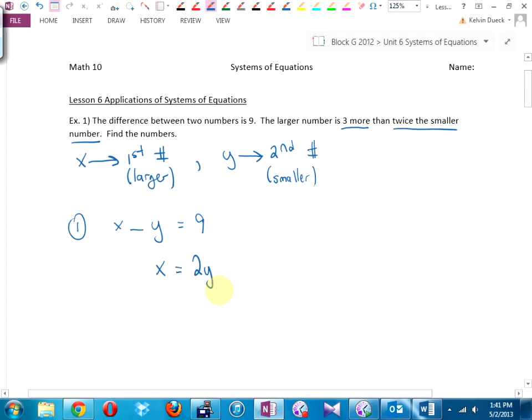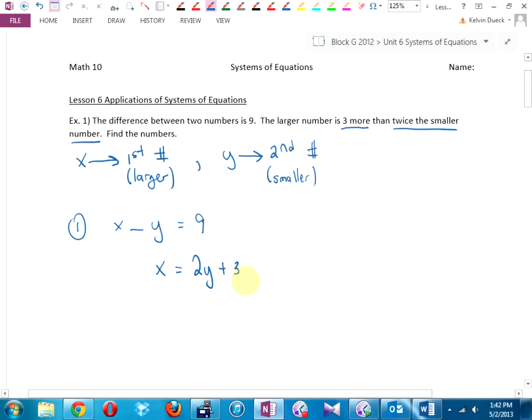3 more than. What will I write for 3 more than? Now, in this case, you could have gone 3 plus twice the smaller number 2y, but I'm telling you, if you realize that it's written backwards, that'll help you for more complicated stuff.